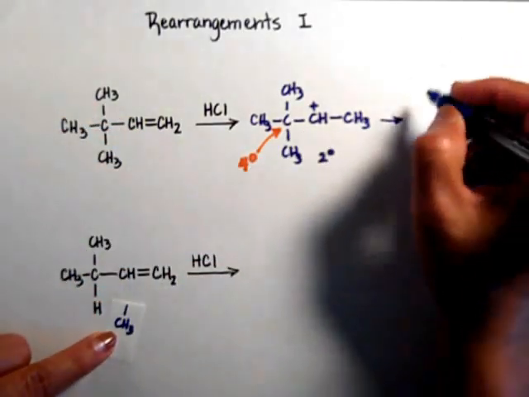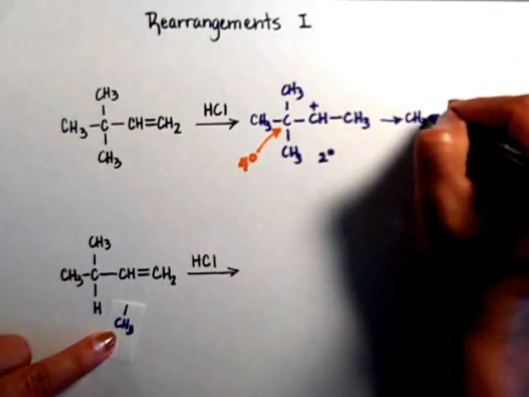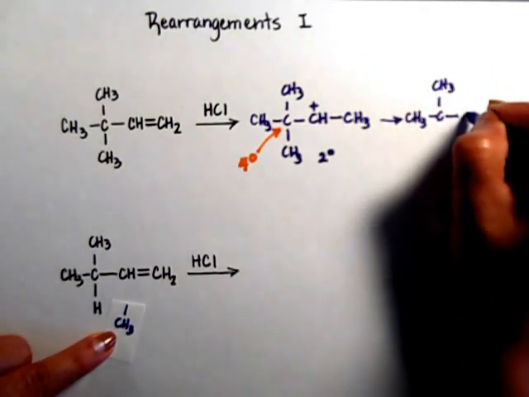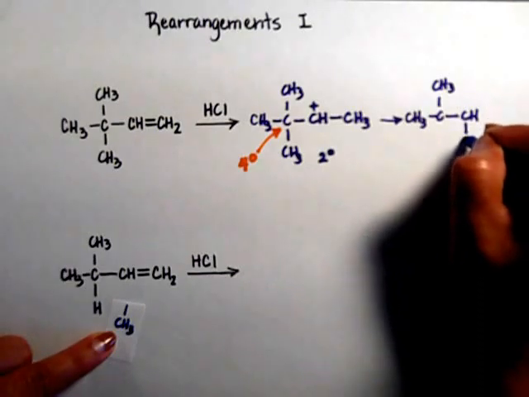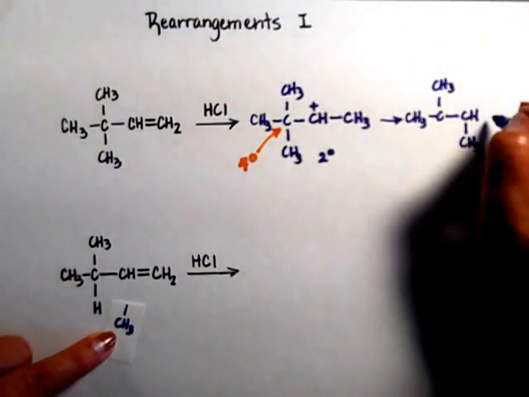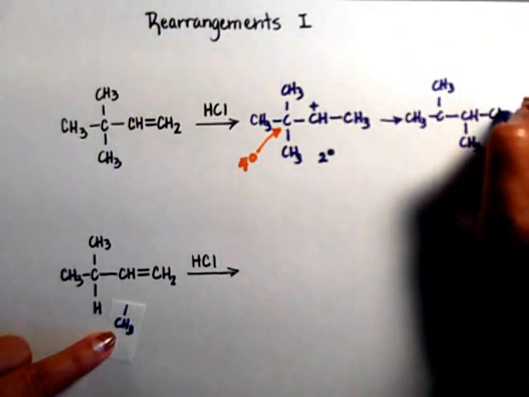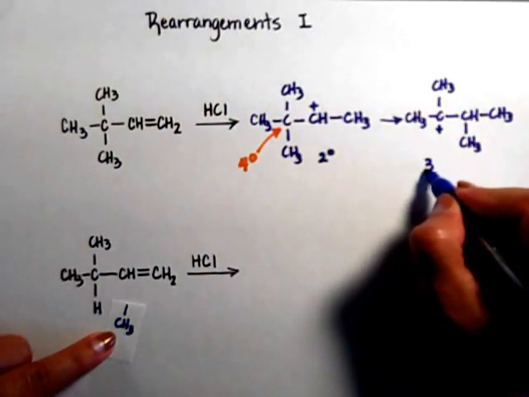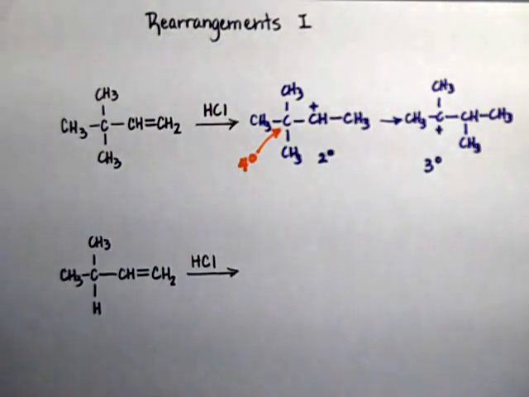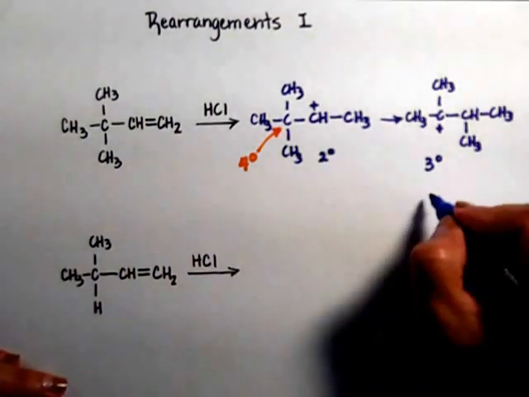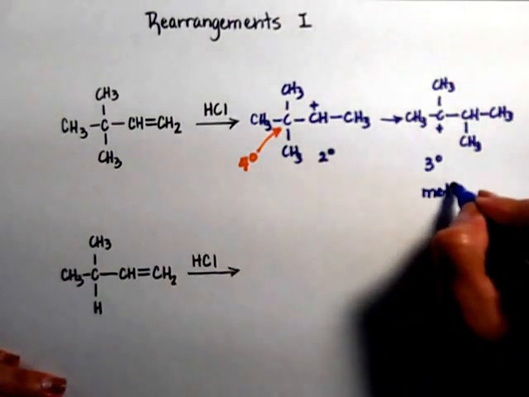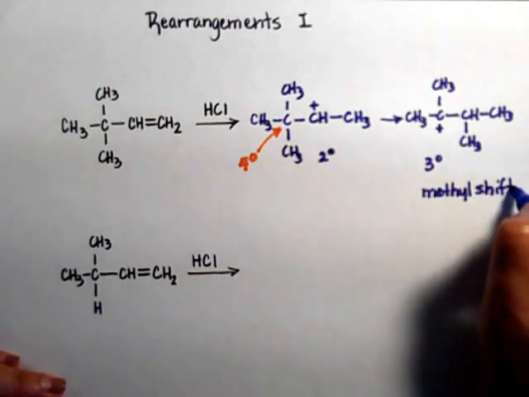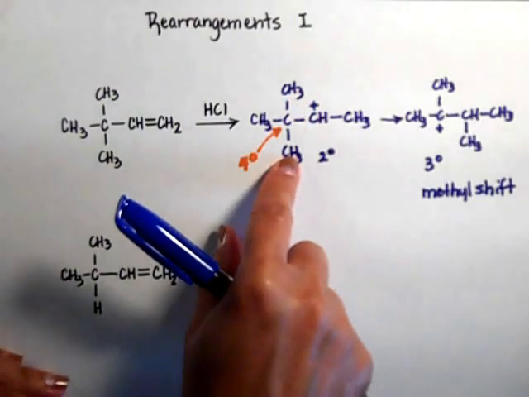So if we have that rearrangement, now we're going to have the positive charge on the left carbon. Now remember, that carbon just lost one of the methyls, but it's now a much more stable tertiary carbocation. This is what we call a methyl shift because we moved a methyl, but generally you always move the smallest thing attached to the neighbor.